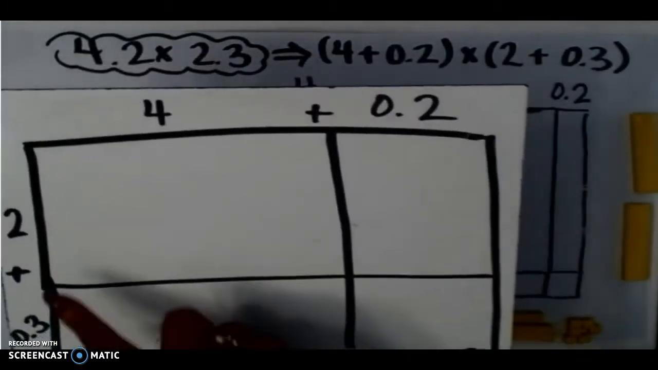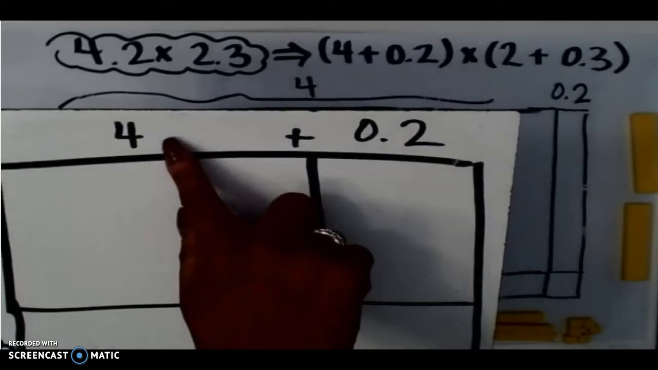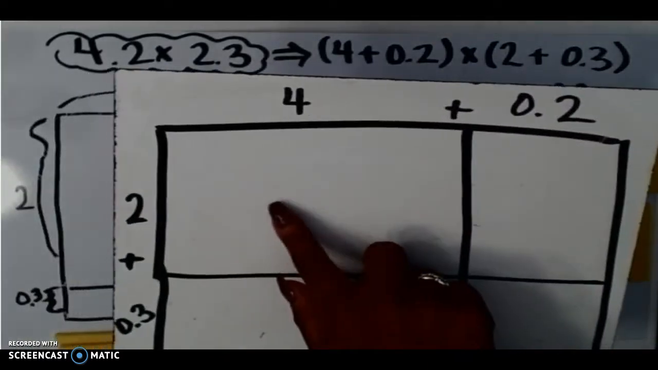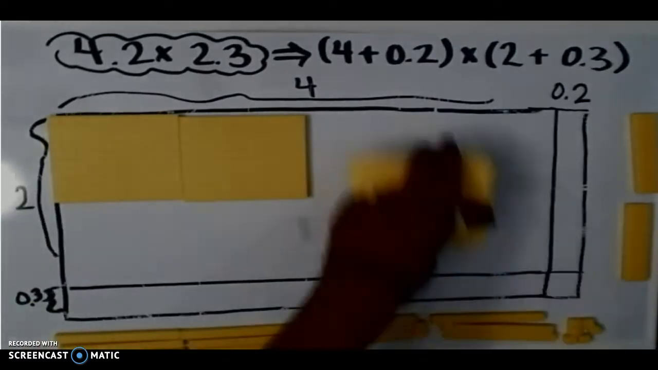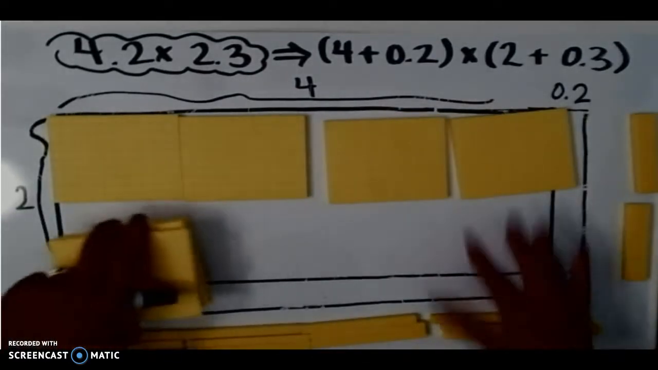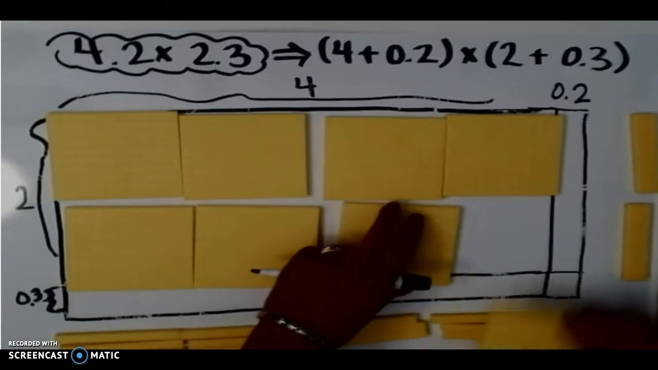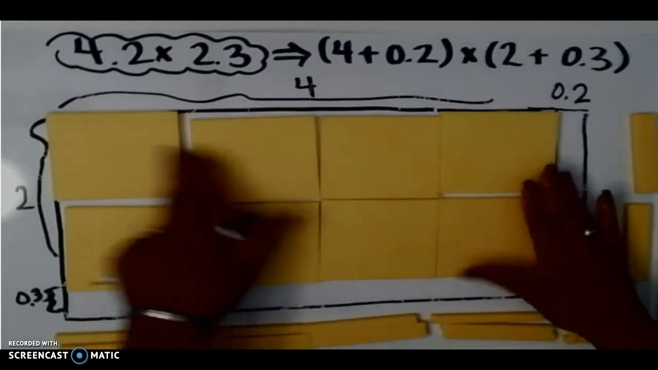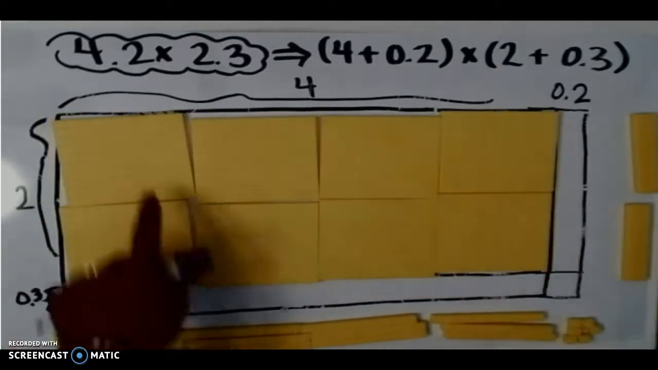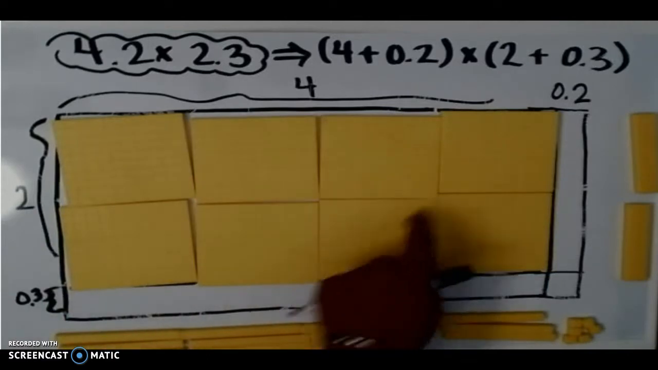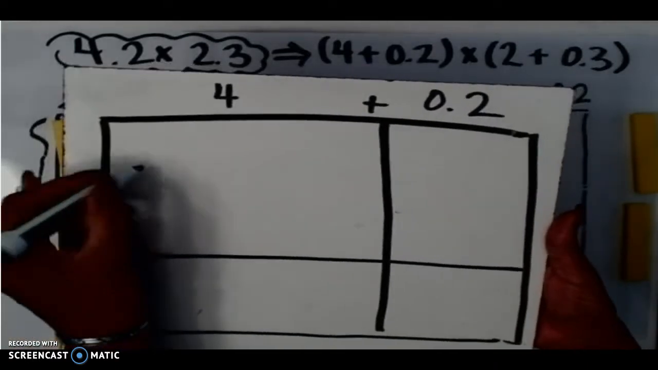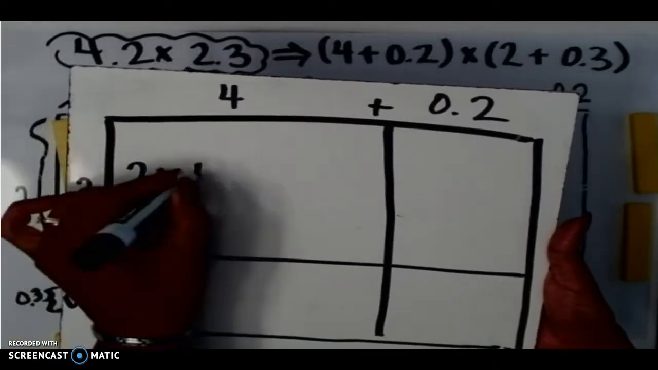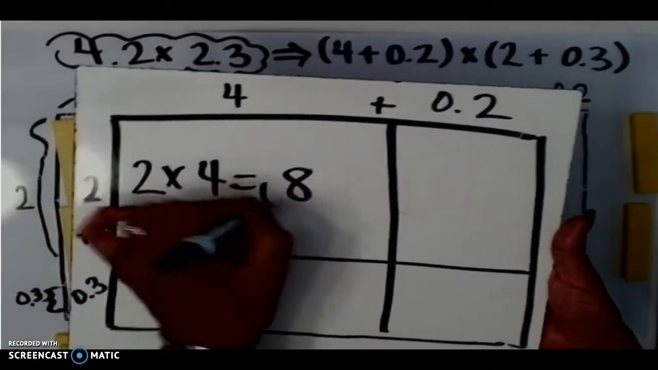So first we have two groups of 4 in this first block here. So let's show again two groups of 4. So that's 1, 2, 3, 4. That's one group. And there's the other group. So two groups of 4 equals 1, 2, 3, 4, 5, 6, 7, 8 flats. And we represent that with the multiplication problem of 2 times 4 equals 8.